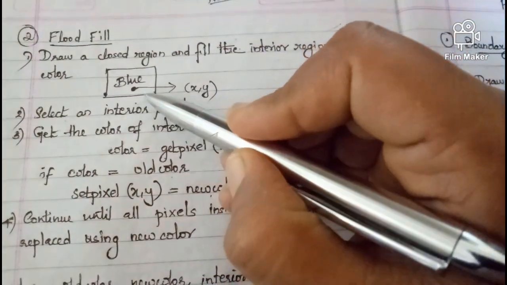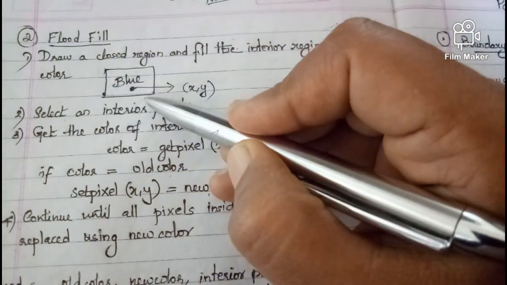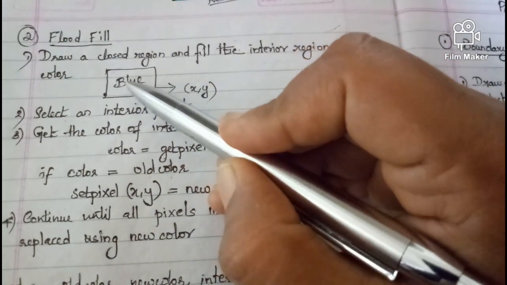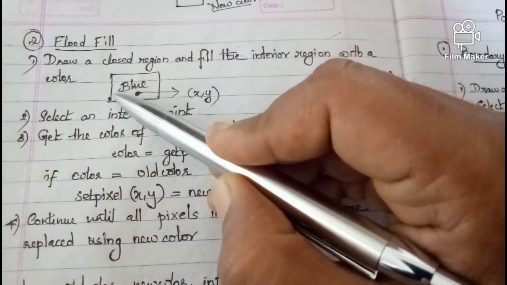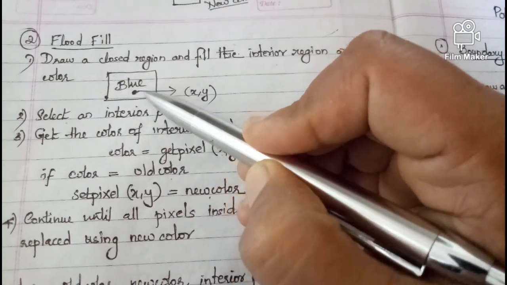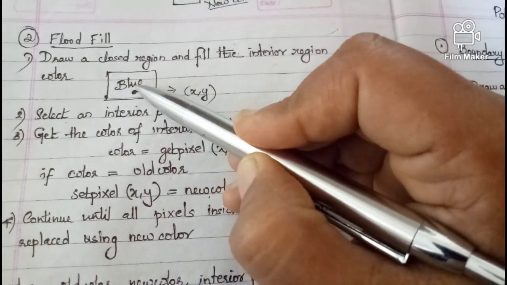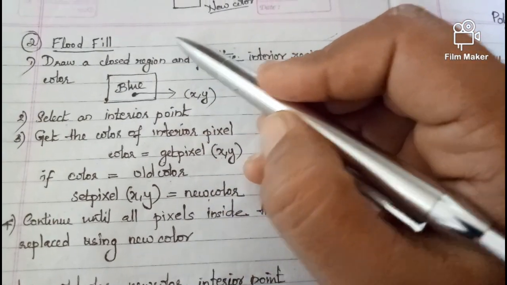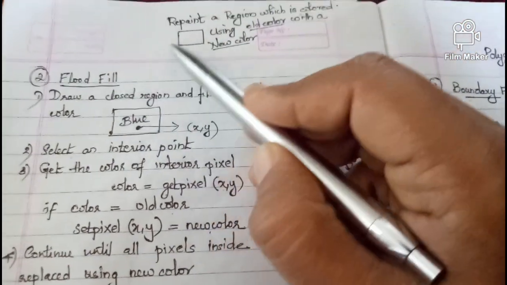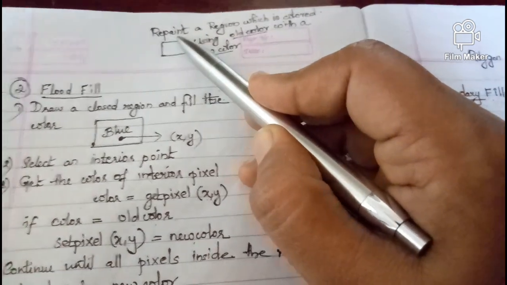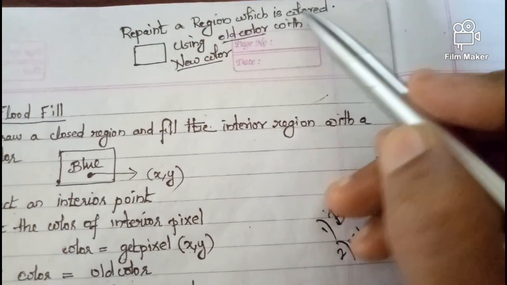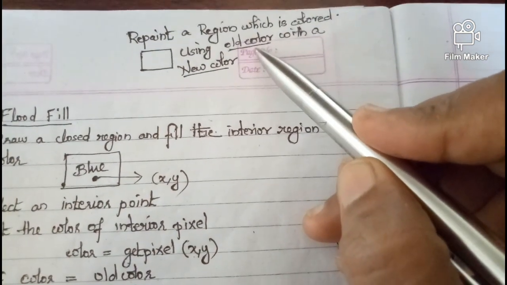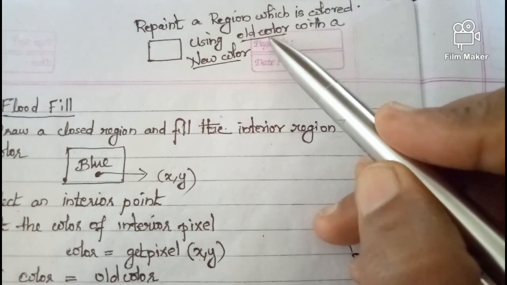Now suppose this is a closed region which is already colored using a blue color. Now I can use this algorithm to replace the color of all the pixels inside this region from blue to some new color. Okay, so what does it do? It is used for repainting a region. Now this region is already colored with some color, and the earlier color can be represented as old color.